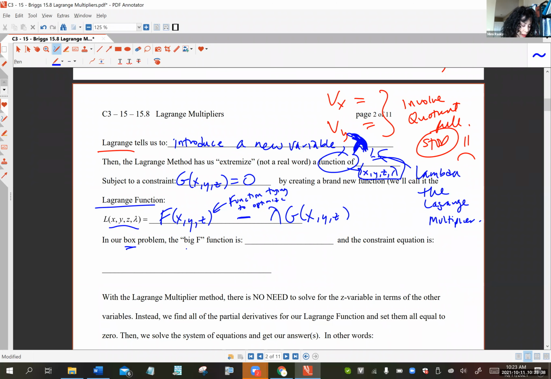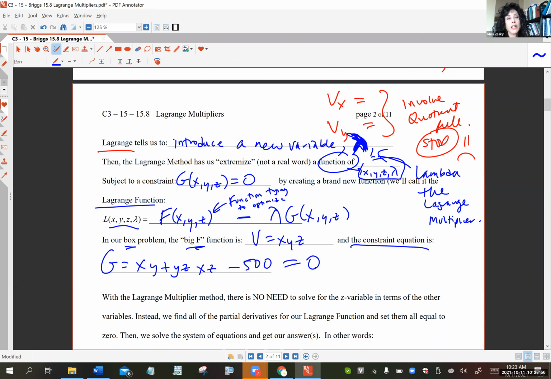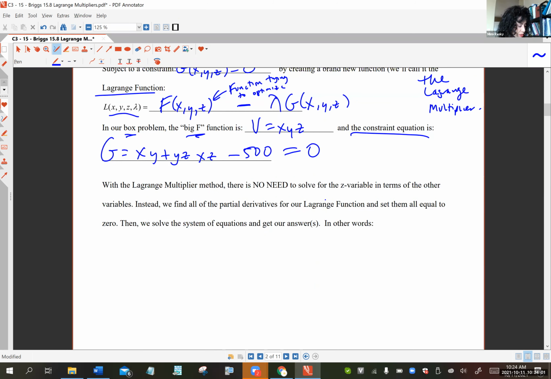In our box problem, the big F is the volume function. And the constraint, which is big G, is the surface area function. That's the xy plus the yz plus the xz, and we subtract 500 from both sides because we want the constraint to be equal to 0. So with this Lagrange multiplier method, you don't have to solve for the z variable in terms of the other variables at all. So that's kind of cool.